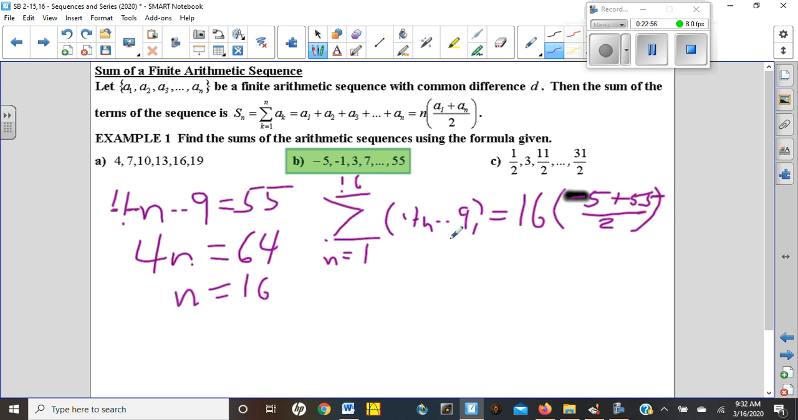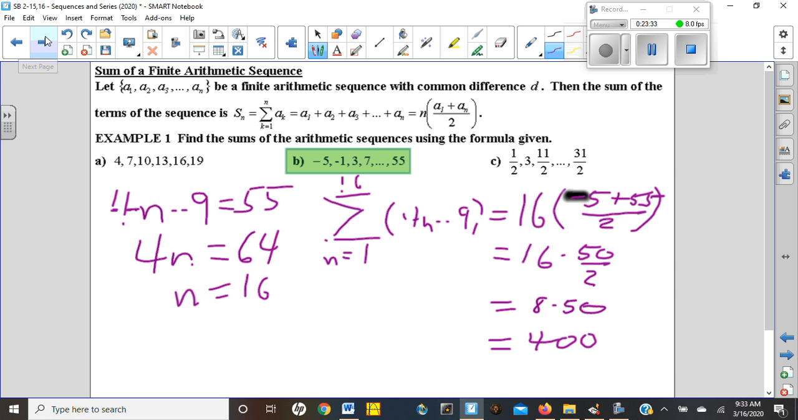So what do we end up with here? We're going to end up with 16 times 50 divided by 2, which you could either look at as 16 times 25, or you could cancel the 2 and the 16 and look at it as 8 times 50. Either way, you're going to end up with, it looks like a cool even 400. And there you go. You've now summed the second series.